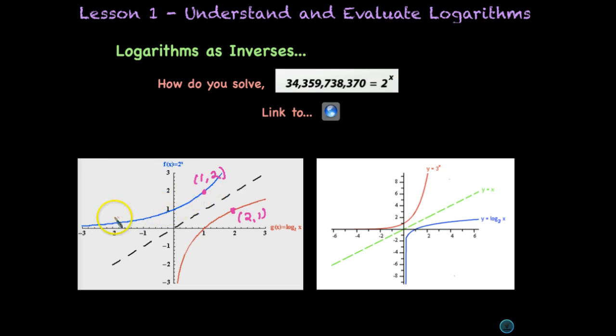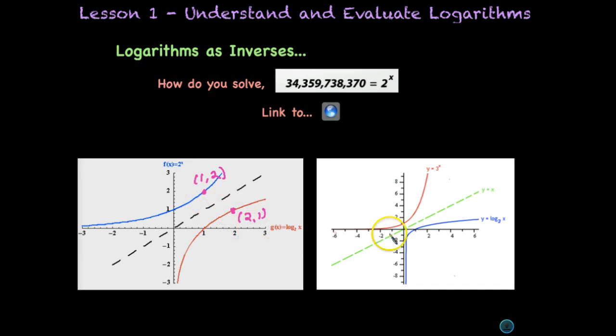So every point on this blue graph, y equals 2 to the x, has been flipped. The domain, x, and the range, y, have been switched in order to come up with this red graph. And what is this red graph? This red graph is the logarithm. It's the inverse of 2 to the x. This red graph is y equals log base 2 of x.